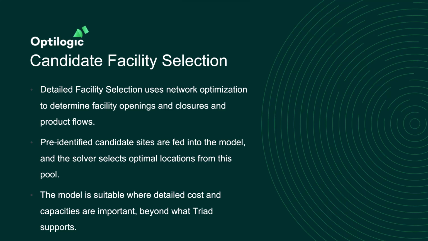In this video, Haley will be sharing her expertise and showcasing the candidate facility selection database template, available in Optilogic's resource library. This powerful database allows users to leverage network optimization techniques to identify the ideal locations for new facilities and determine the optimal flow of products from those facilities to customers. By utilizing a pre-identified pool of candidate sites and applying the solver function, this approach offers a strategic way to make data-driven decisions for facility selection. So get ready to unlock the full potential of this innovative solution and gain valuable insights into optimizing facility selection with Haley as your guide.